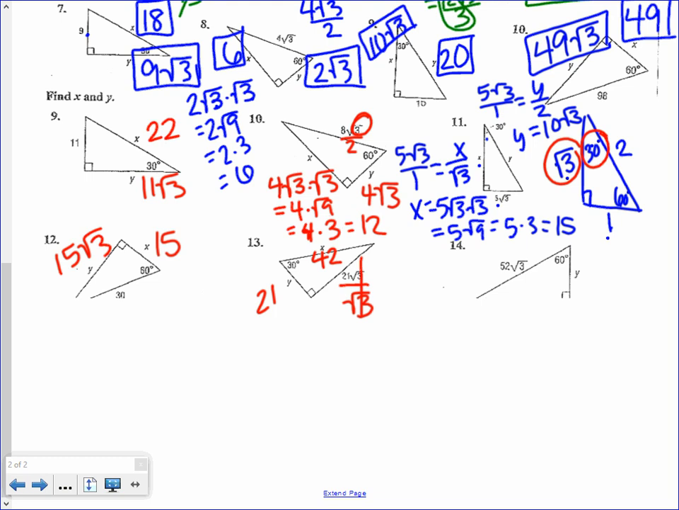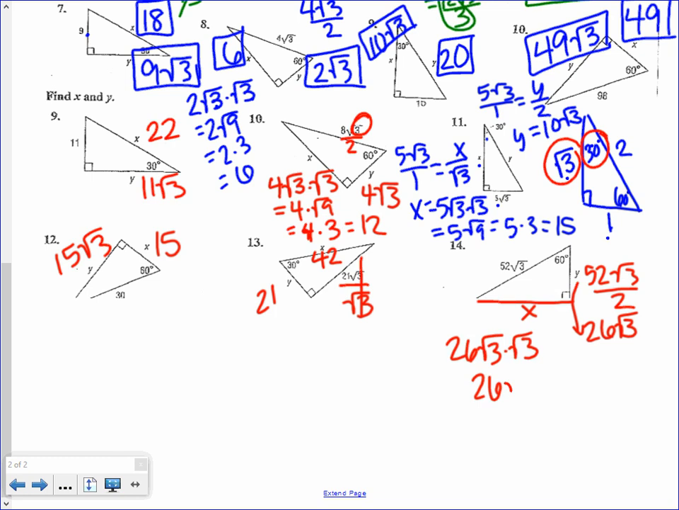Looking at the last one, they give us the hypotenuse. So if we divide it by 2, we will get our shorter leg. So 52 square roots of 3 divided by 2. 52 over 2 is 26, and then we have square root of 3. So that's y. Then for this side length, it's x. Take your shorter side and multiply it by the square root of 3. So we have 26 times the square root of 9, which is 26 times 3, which is 78.